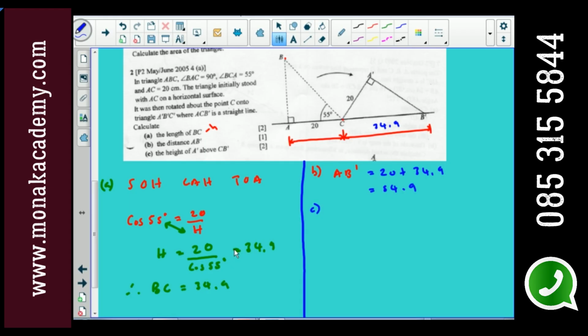Now they want, what is the height of A complement above the line CB? So they want this height. Remember, C to B complement is from here to there. They want this height. They want to know what is this distance. Do we agree? What is the height of A complement, which is this one? Above CB means above the line CB. So they want to know this distance.